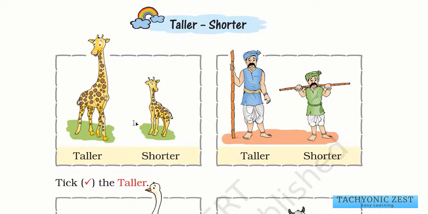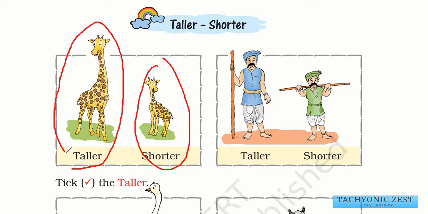So clearly we can see that this is a shorter giraffe, its height is less than this one, and this one is a taller giraffe. Why? Because its height is greater than this one. Okay, so this one over here is shorter out of these 2 giraffes, and this giraffe over here is taller out of these 2 giraffes.